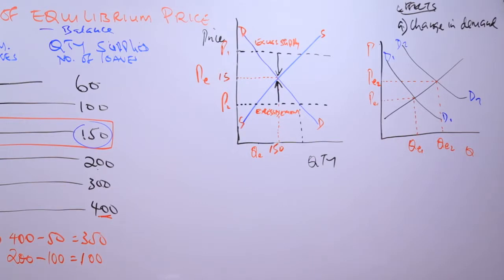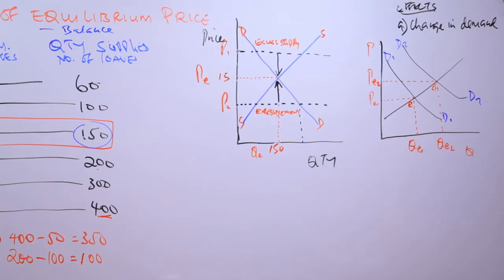This change moved the equilibrium point from E, this is the equilibrium point E, to E1. The equilibrium point has changed from E1 to E2. On the other hand, a decrease in demand will result in a decrease in the equilibrium price and also the equilibrium quantity.